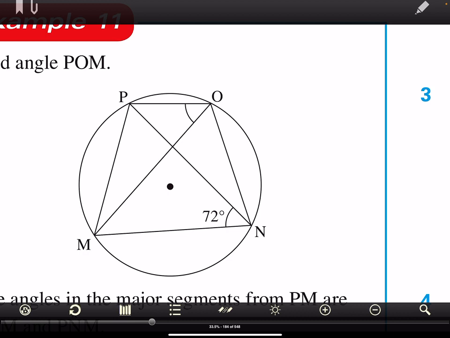Why? P extending to N, going to M. And you have P extending to O, going to M. So the angle in the major segment, those two angles are the same. O and N.